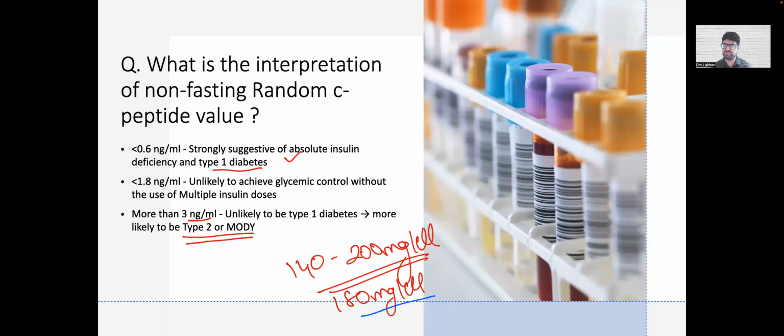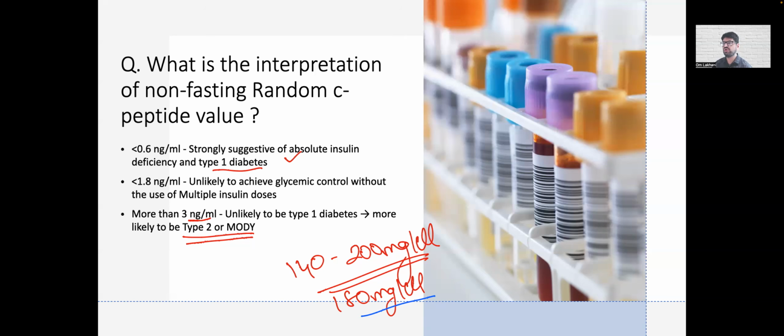Let's say a patient comes to you and you want to differentiate type 1 from type 2 diabetes. The simplest way of doing this: step 1, measure the random sugar using a glucometer. If the random sugar is 140 to 200 milligram per deciliter, send the patient for a random blood sugar, RBS, from the lab, and a random C-peptide. When you get this value, if it is less than 0.6 nanogram per ml, the patient has absolute insulin deficiency, likely to be type 1.